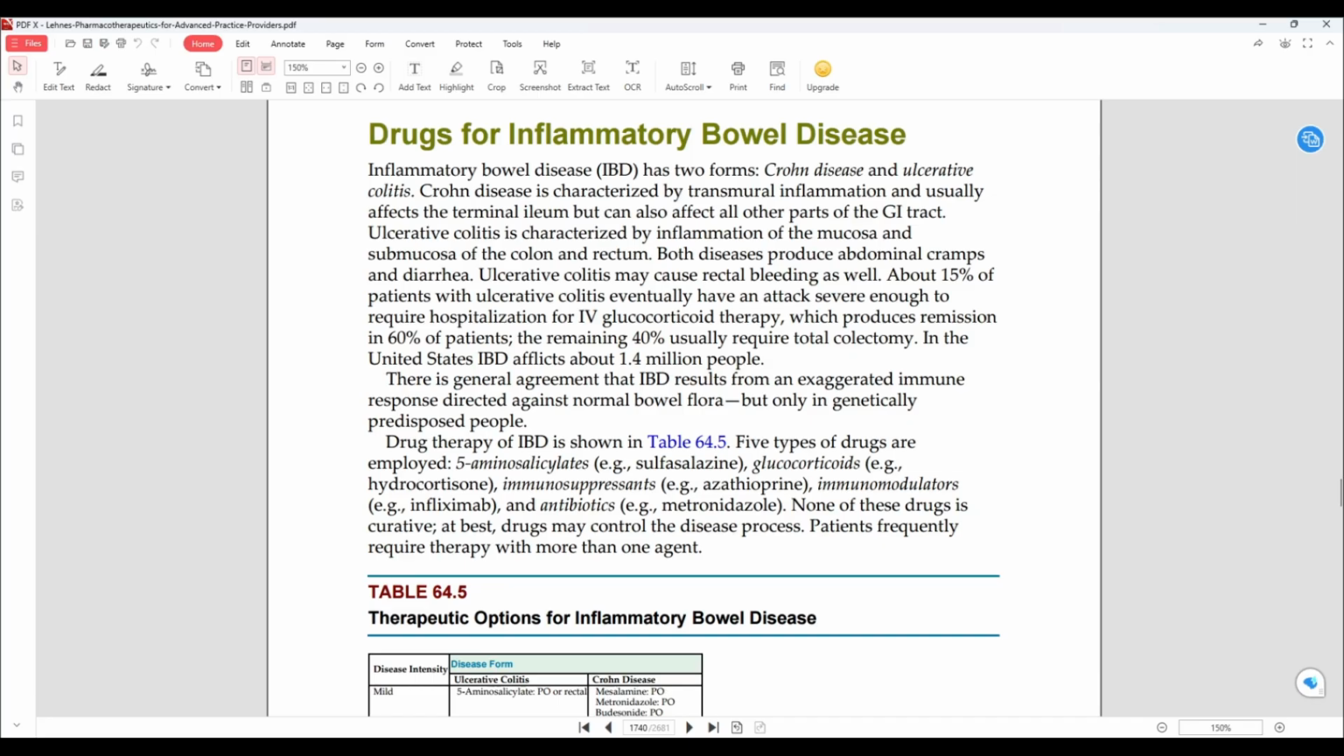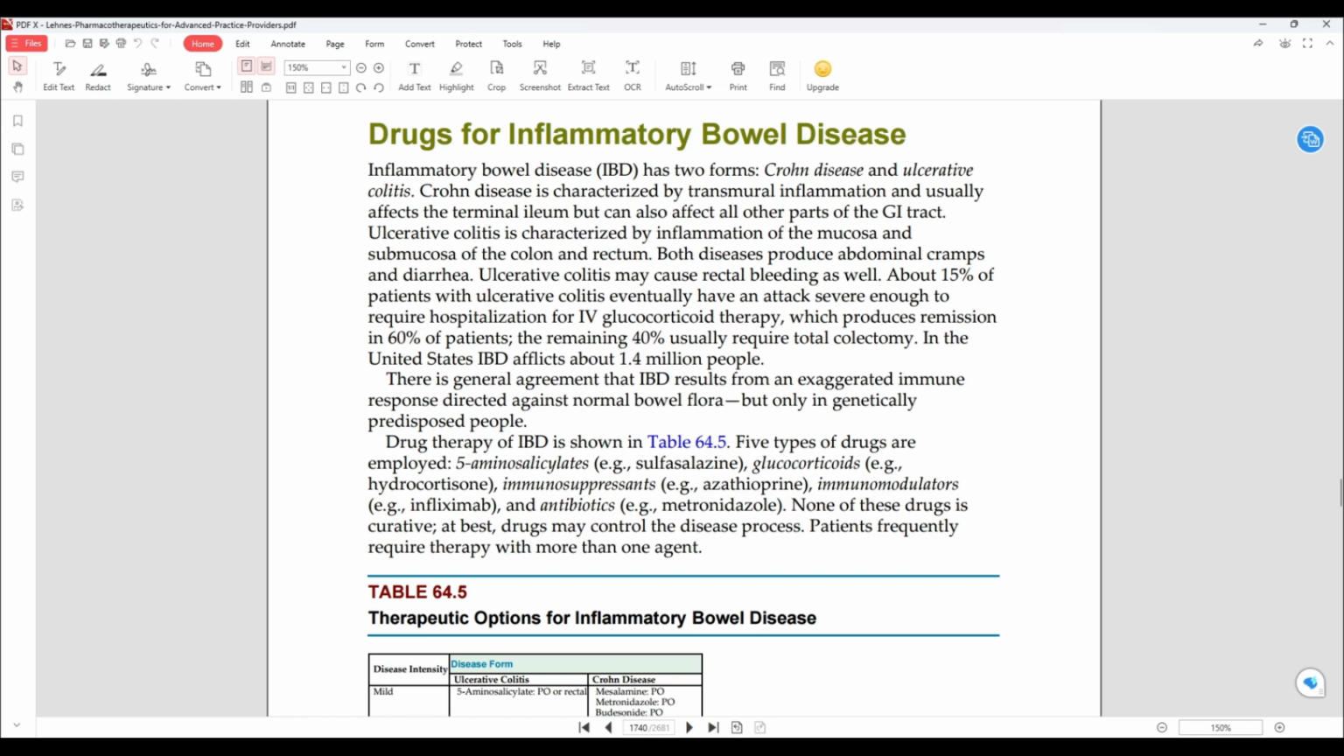About 15% of patients with ulcerative colitis eventually have an attack severe enough to require hospitalization for IV glucocorticoid therapy, which produces remission in 60% of patients. The remaining 40% usually require a total colectomy. In the US, IBD afflicts about 1.4 million people. There is general agreement that IBD results from an exaggerated immune response directed against normal bowel flora, but only in genetically predisposed people. Drug therapy of IBD is shown in Table 64.5.